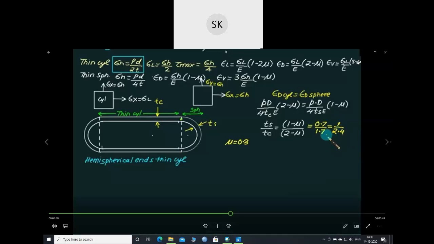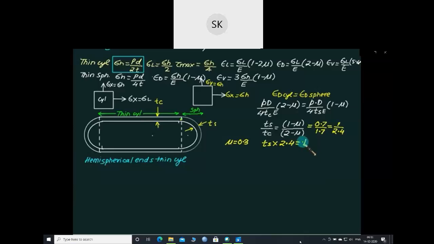What does it indicate? That the thickness of the spherical shell multiplied by 2.4 must equal the thickness of the cylindrical shell. If you take mu equal to this value, and if you consider any other value than this, then you can very well find out the relation between the thickness of the plate used for the hemispherical part and the thickness used for the thin cylindrical part.